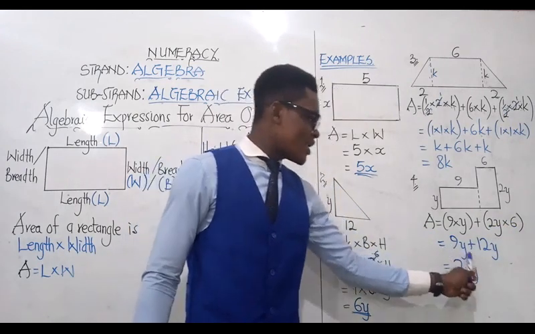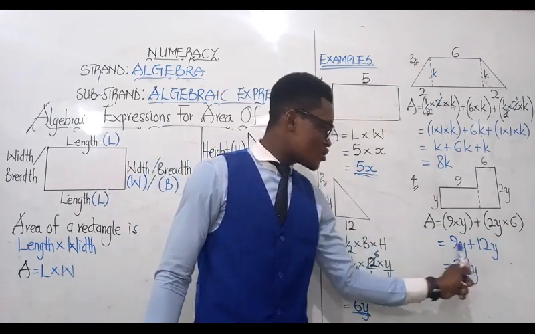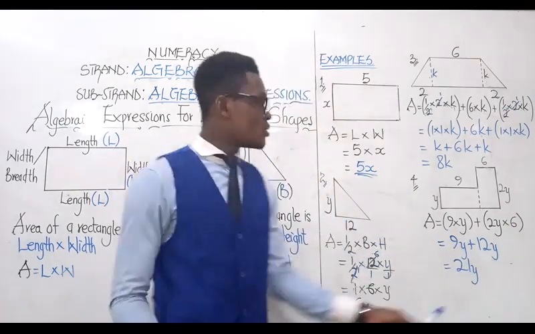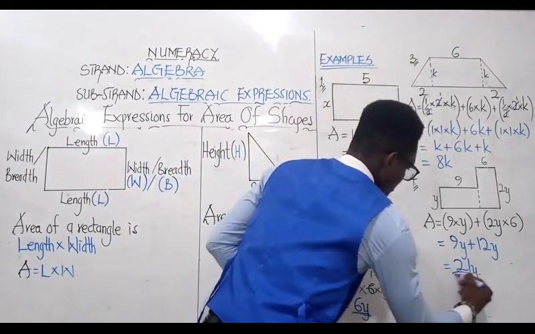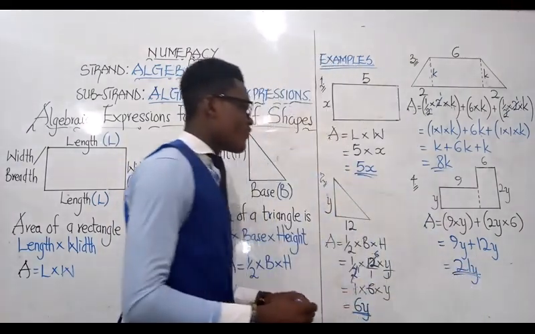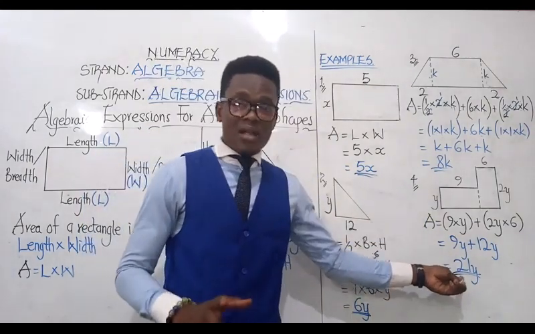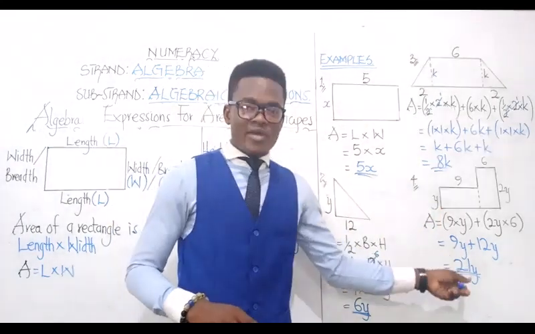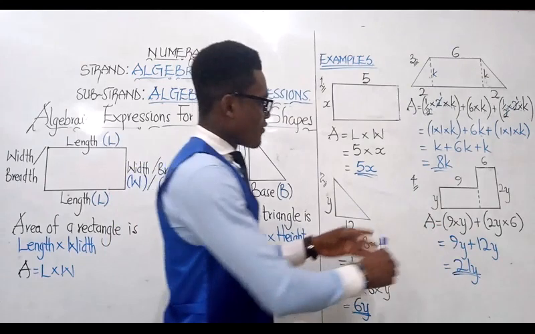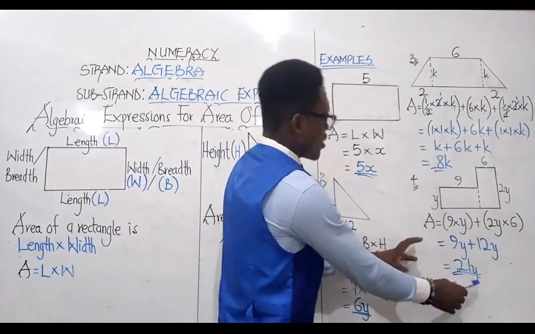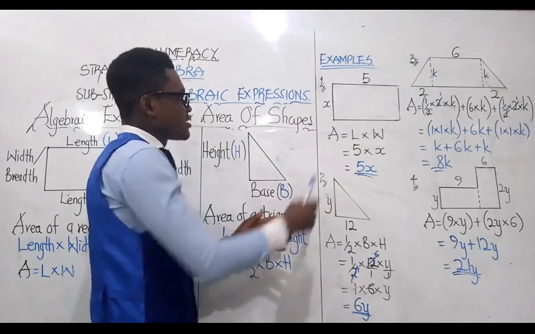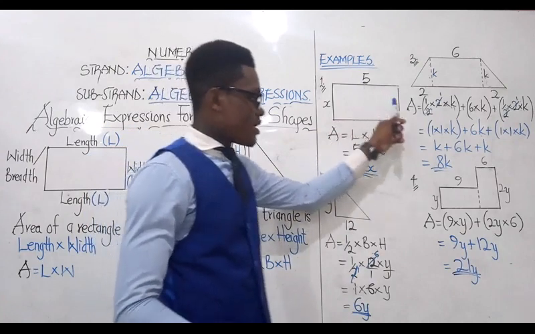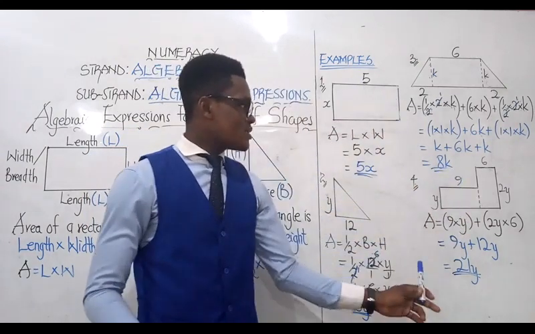And from there you add. You can easily add because they look alike. y is y. So 9y plus 12y gives us 21y. This is our final answer for example 4. So the area of the whole of this is 21y. As you can see, example 1 is 5x, example 2 is 6y, example 3 is 8k, and example 4 is 21y.